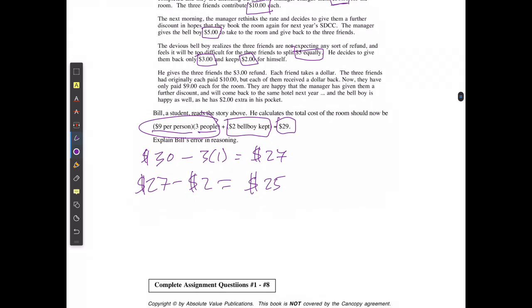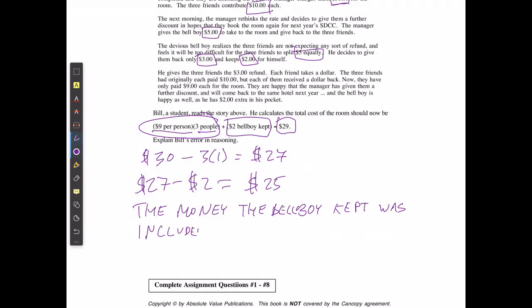So, what was the error in Bill's reasoning? The money the bellboy kept was included in the $27 paid.